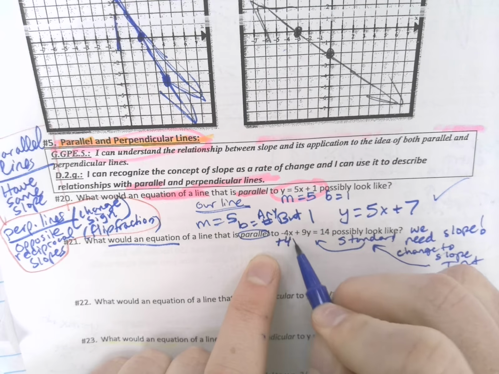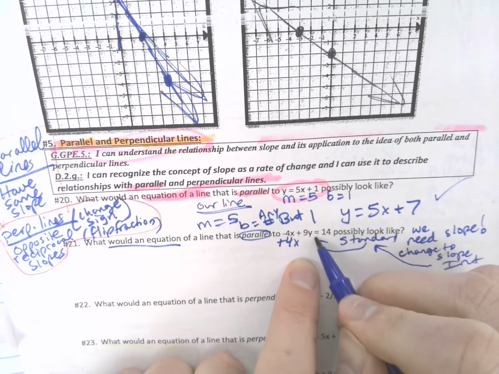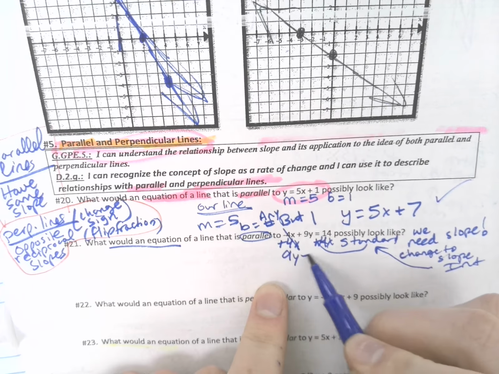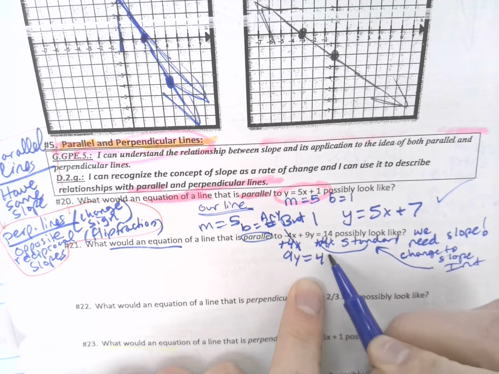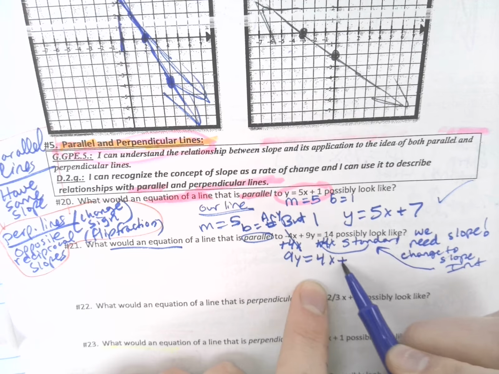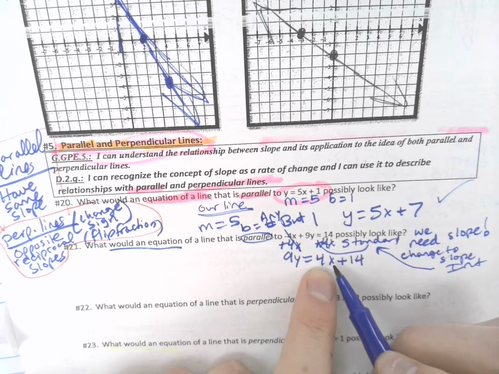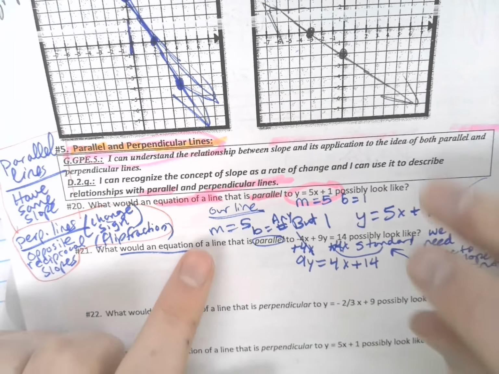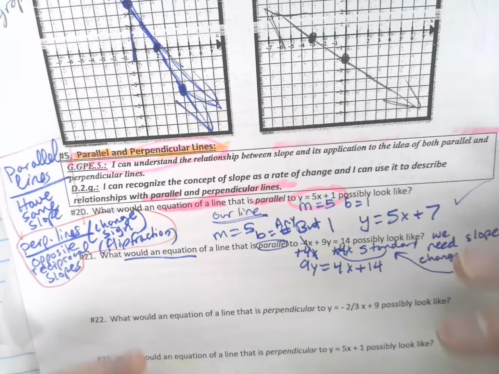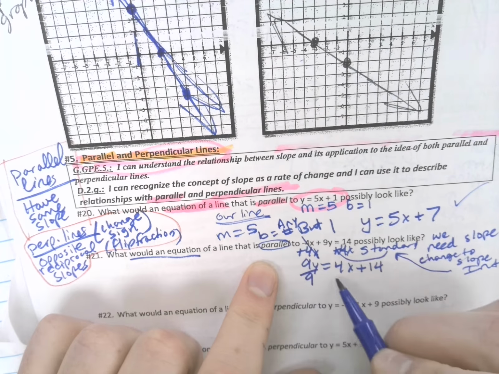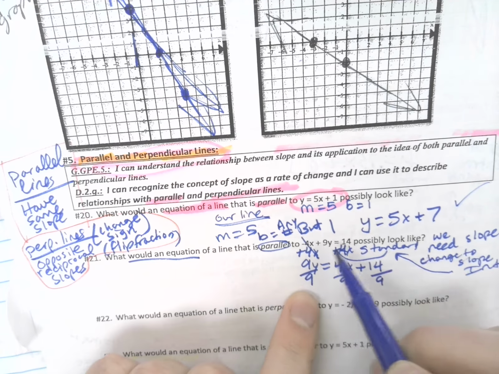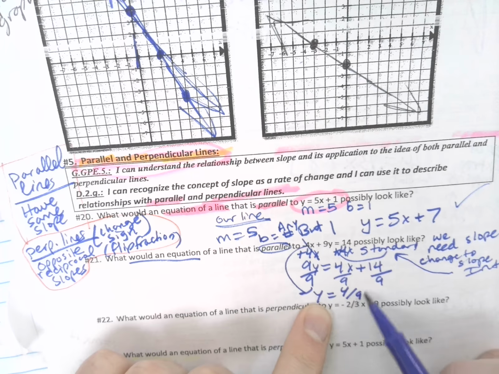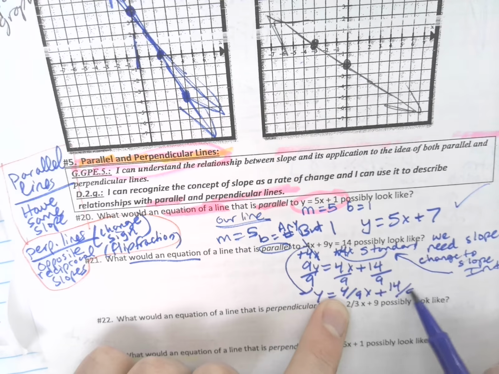So we need to get 4x back onto the right side. So add 4x over. You get 9y equals 4x plus 14, and then we've got to get y alone. Remember, slope-intercept form is y equals mx plus b. So divide by the 9. So this equation right here is really y equals 4 over 9x plus 14 over 9.